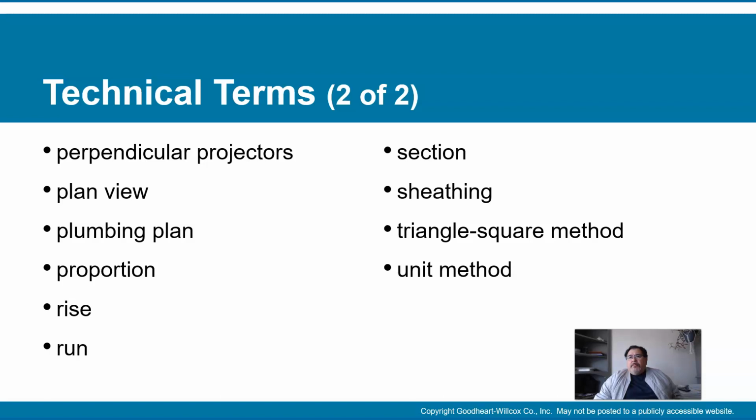Plan view, plumbing plan, proportion, rise, run, section, sheathing, triangle, square method, unit method. These are more technical terms, which we will be discussing. So some actually got me interested here. Perpendicular projectors. Very technical term that I've never actually heard before, but I have an idea what they're speaking about here. Section, sheathing, triangle, square method. Are you familiar with the triangle, square method? The 3, 4, 5 method.